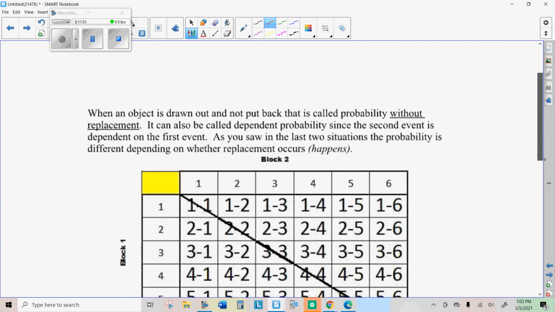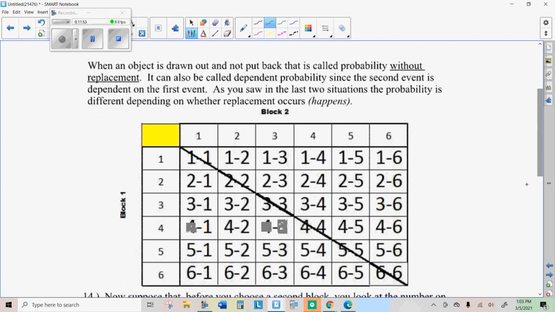All right, when an object is drawn out and not put back, it is called probability without replacement. It can also be called dependent probability, since the second event is dependent on the first event.